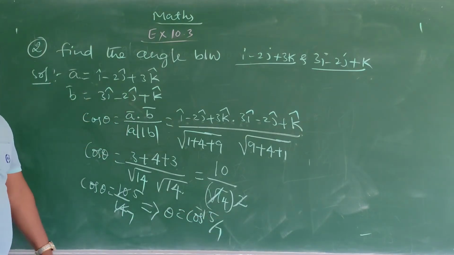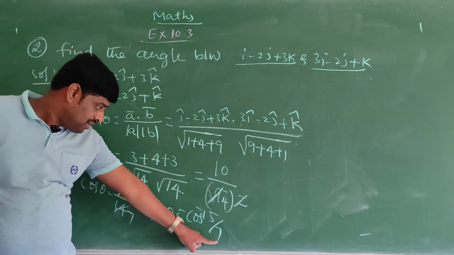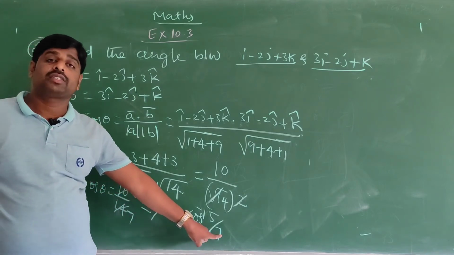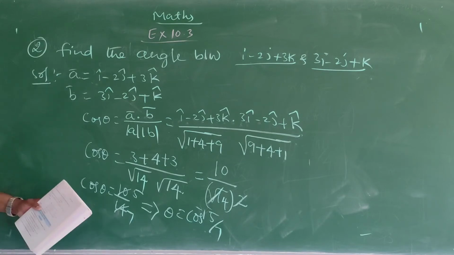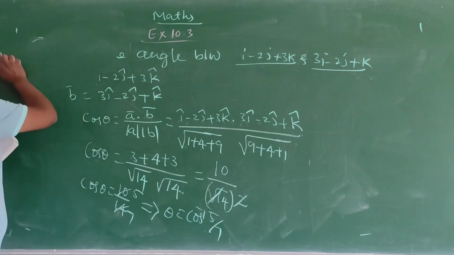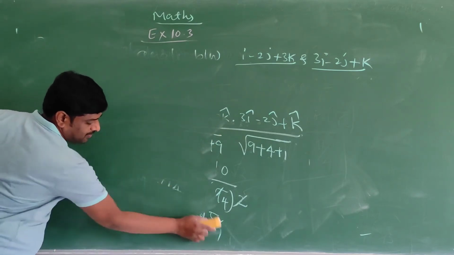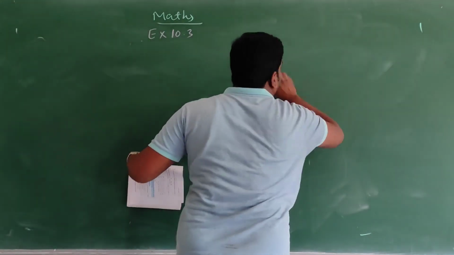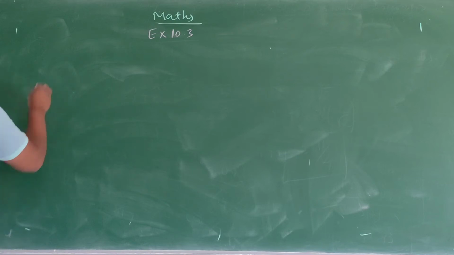So for this 5 by 7, there is no exact angle. So you have to keep the answer as it is. Theta is equal to cos inverse 5 by 7. Okay, so this is the solution for the second problem. Now come to the third problem.